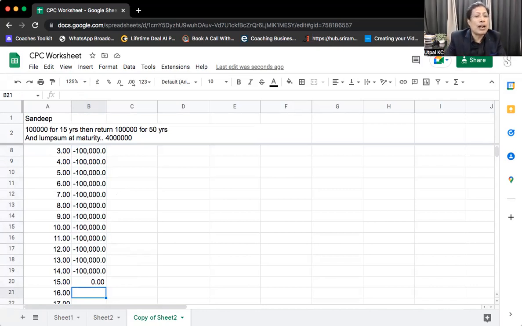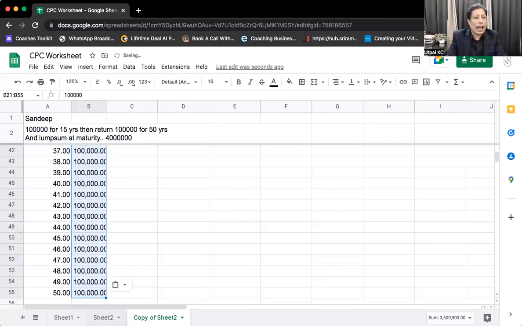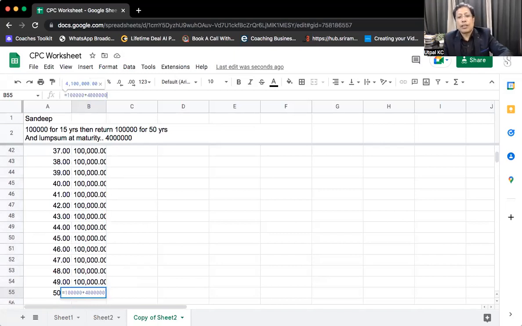So now your return is 1 lakh for 50 years, plus 1 lakh. At the end you are getting 1 lakh plus 40 lakhs. This 40 lakhs is guaranteed. Sandeep, 40 lakhs is guaranteed. Just say it so you are clear.